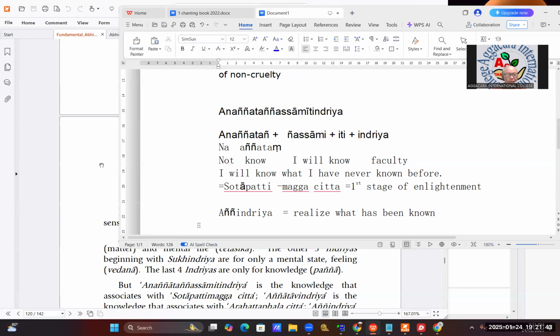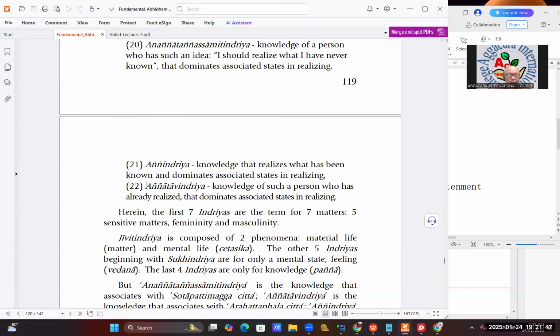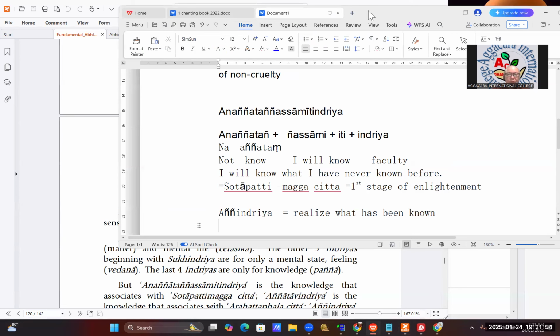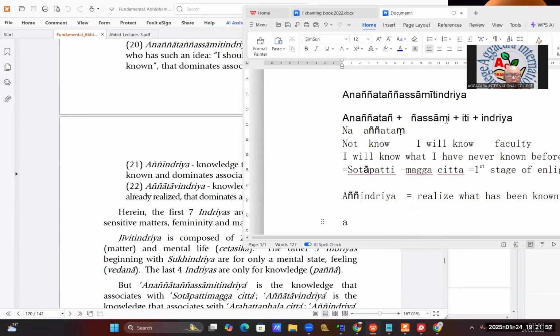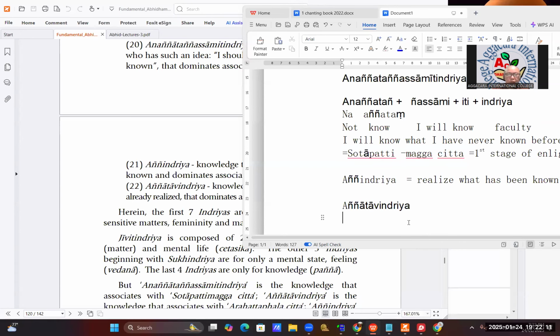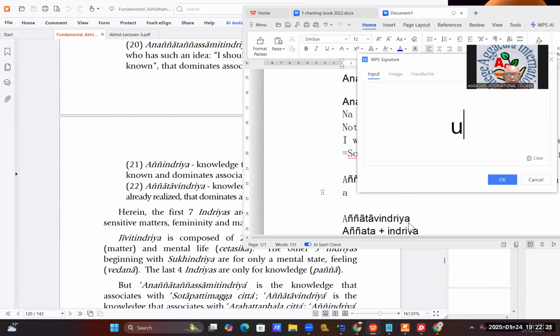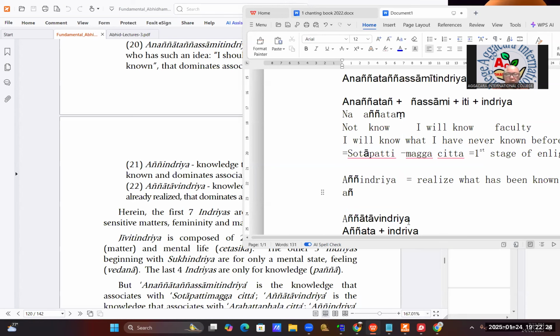Okay. So we look at the next one first before we see it. Another one is this one. Anyanta Vindriya. Right. So this Pali is actually quite difficult to answer. Vindriya. Okay. So it's the same word. You have the word anya also. And then ta plus the indriya. So the second one will be anya plus indriya. Okay. So you have this one and this one.